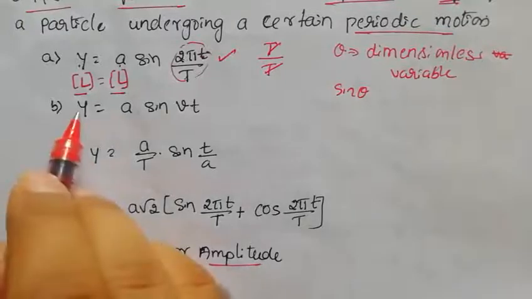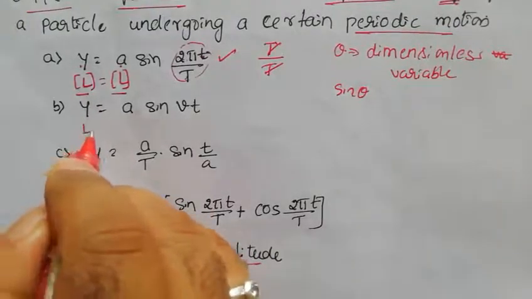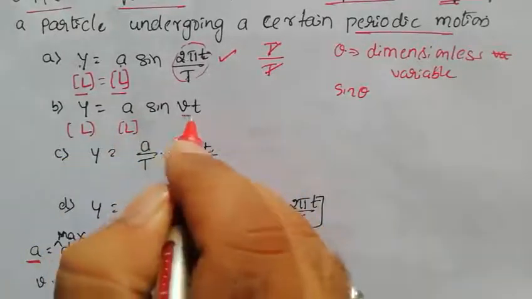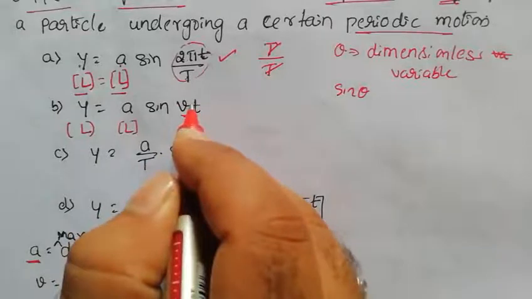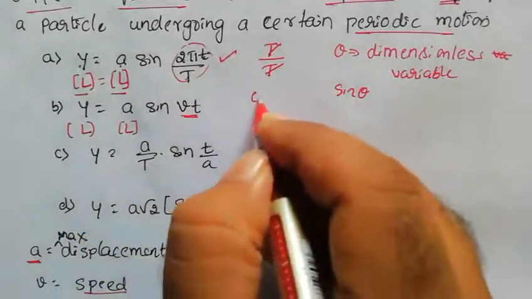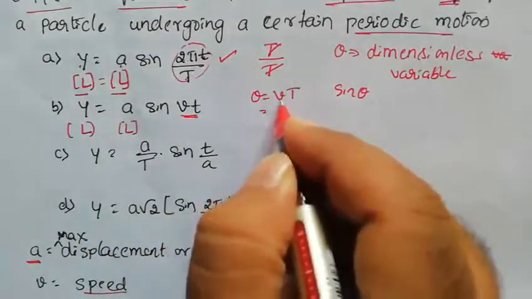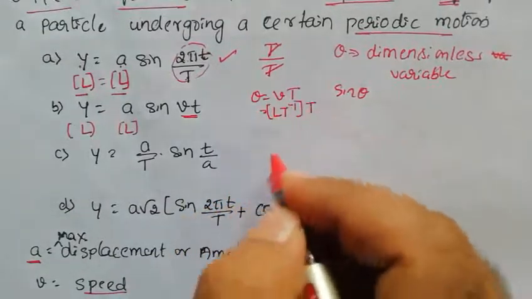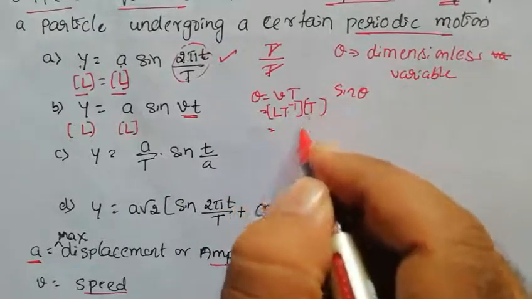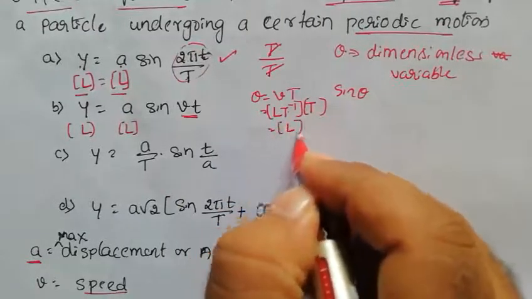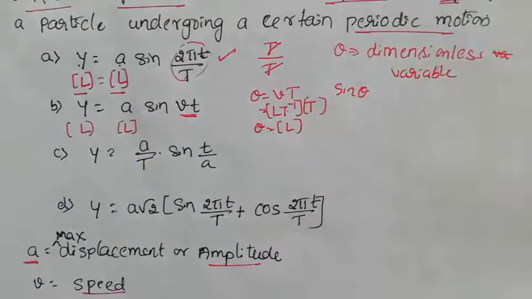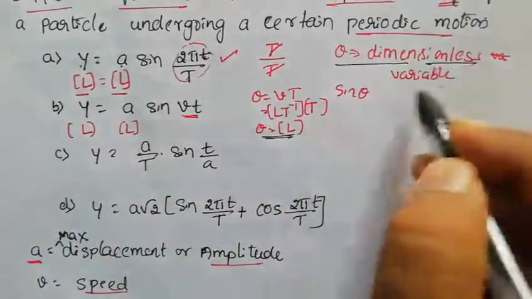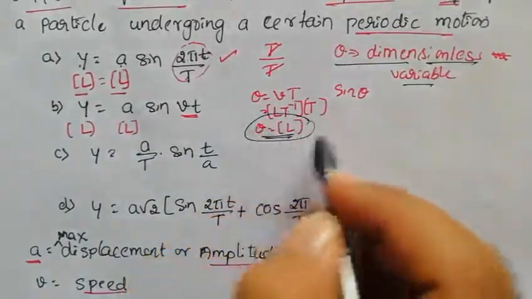Now look at the second one. y is displacement, that is L, and amplitude is again L. Now look at v into t, this theta. It should be dimensionless, but theta equals v into t. Velocity is L T to the power of minus 1, and with t, T to the power of minus 1 and t cancel, it will become L. So theta is possessing a dimensional formula, L. But actually theta is a dimensionless variable. So it is wrong.